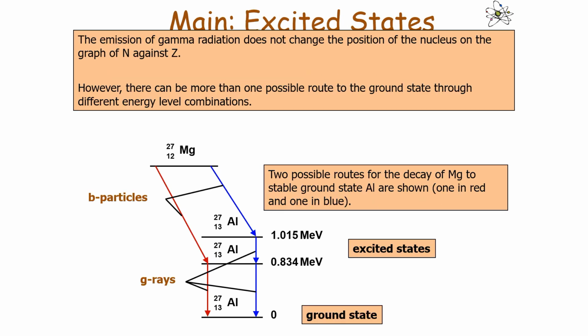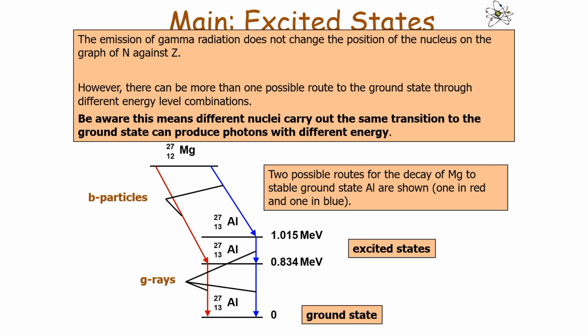So like we mentioned in a previous lesson, the emission of gamma radiation does not change the position of a nucleus on the graph of N against Z. However, there can be more than one possible route to the ground state through different energy level combinations. So this means that different nuclei can carry out the same transition to the ground state, but can produce photons with different energies. So our example here is the decay of magnesium into aluminium.